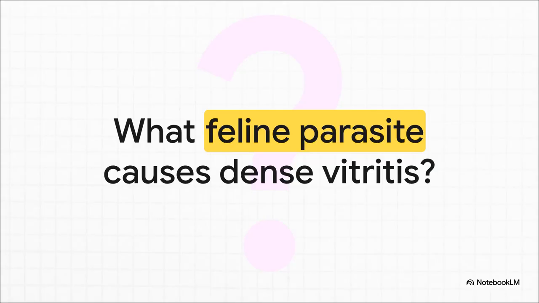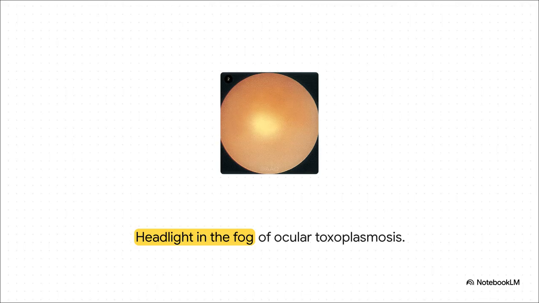Time for a little more retrieval practice. This is a super classic board presentation. A patient presents with a dense vitritis overlying a retinochoroiditis. Think about your infectious posterior uveitis causes, think about their systemic vectors, and ask yourself, what parasite with felines as its definitive host is responsible here? Lock in your answer. You got it, it's Toxoplasma gondii. And looking at this, you can beautifully see why it's clinically described as a headlight in the fog.